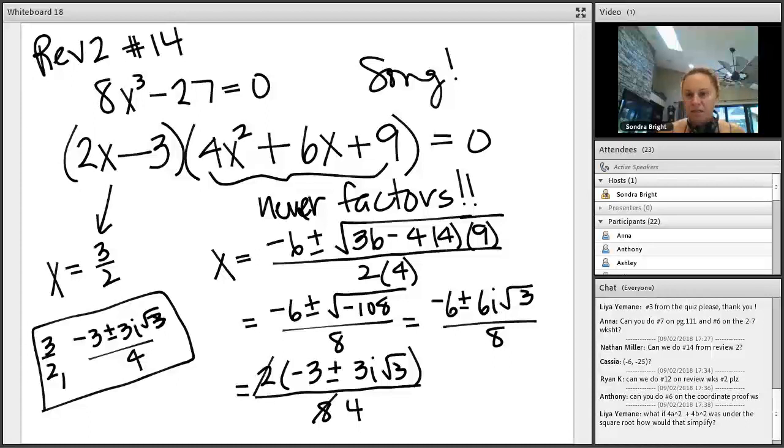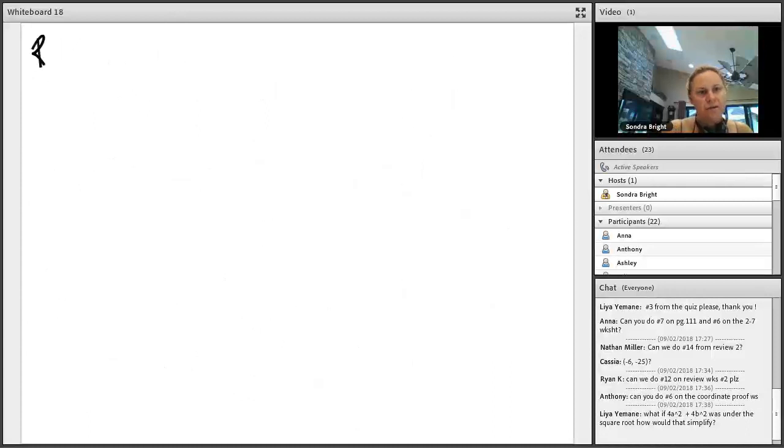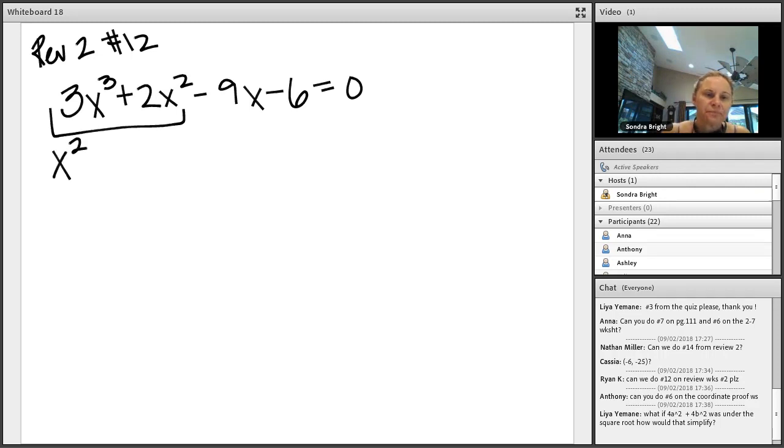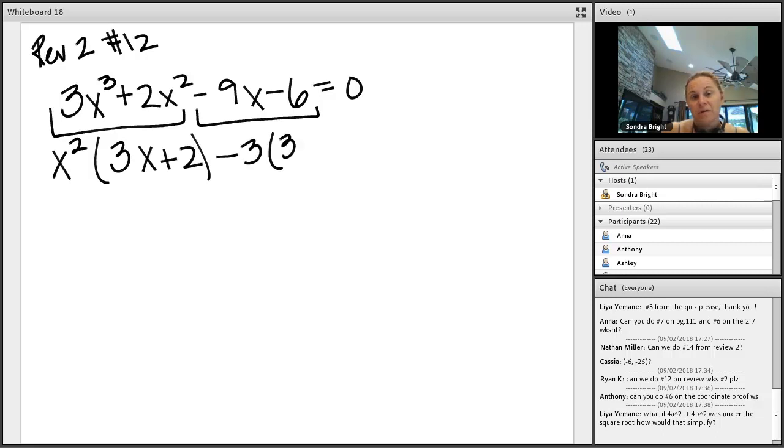All right. Worksheet number 2, number 12. They want you to solve 3x cubed plus 2x squared minus 9x minus 6 equals 0. Whenever I see 4 terms, I think, let me see if I can factor it by grouping. Looking at the first 2 terms, what do they have in common? An x squared, so we would be left with 3x plus 2. Then you look at the second 2 terms and see what they have in common, and that is a negative 3. Because your goal is to get your parentheses to match.